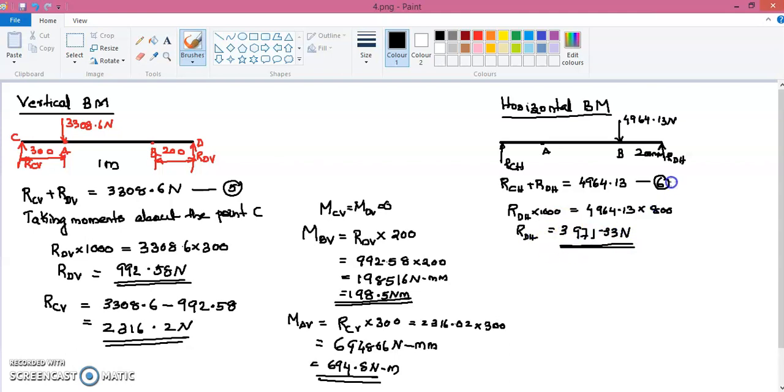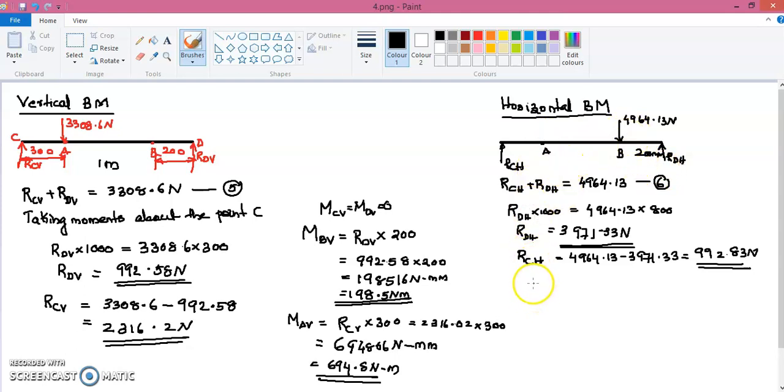Now if we substitute this value in this equation, we can find out the reaction acting at this point C, that is RCH is equal to 4964.13 minus 3971.33. So we will get this value as 992.83 Newton. So we got the horizontal reactions at this point C and D. Now we have to find out the bending moment at this point A and B because of this horizontal reaction and horizontal force.